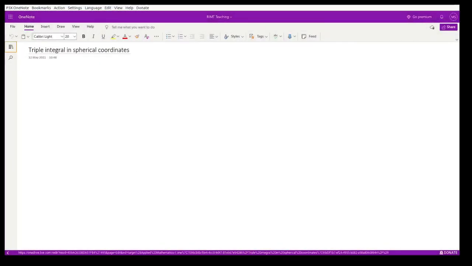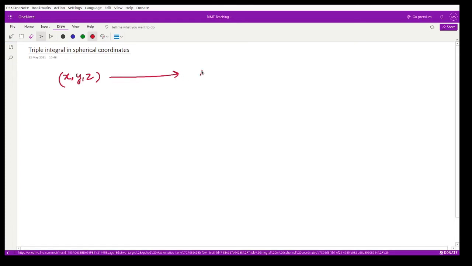So today we'll be discussing triple integrals in spherical polar coordinates. Suppose you are given a point in this system of Cartesian coordinates, say x, y, z. You are moving from this coordinate system to the coordinate system r, theta and phi. So this is the Cartesian system and this is the corresponding spherical polar coordinate system.